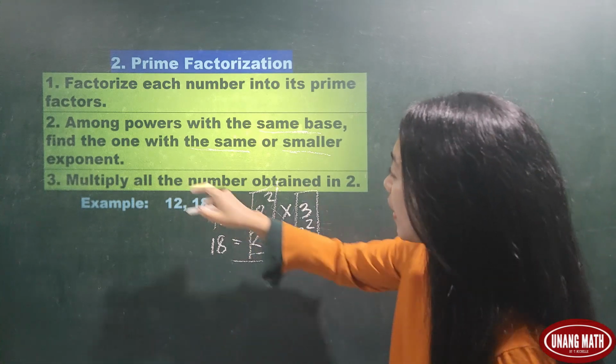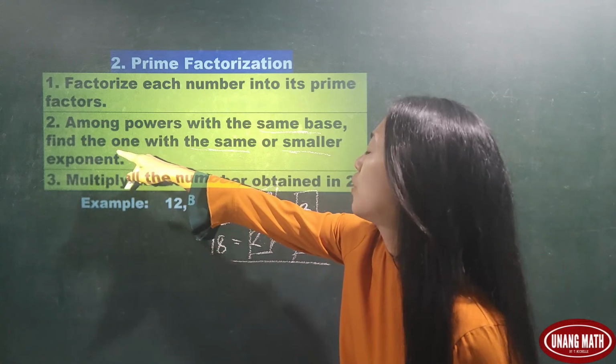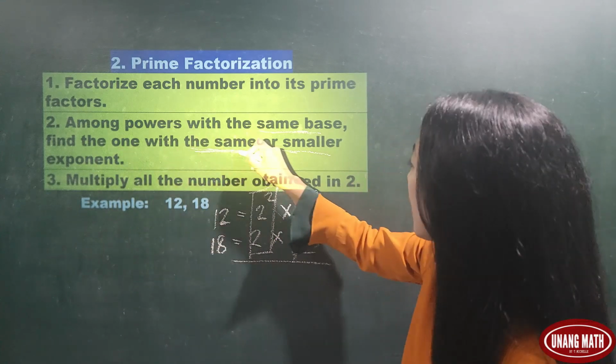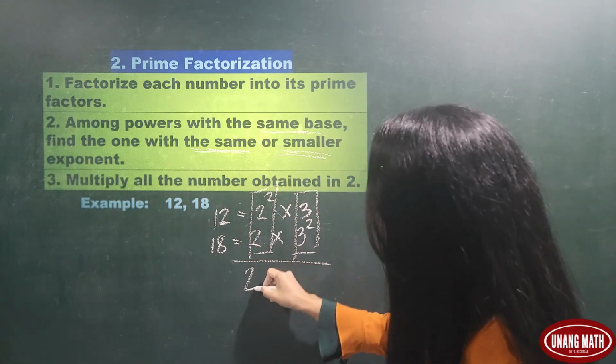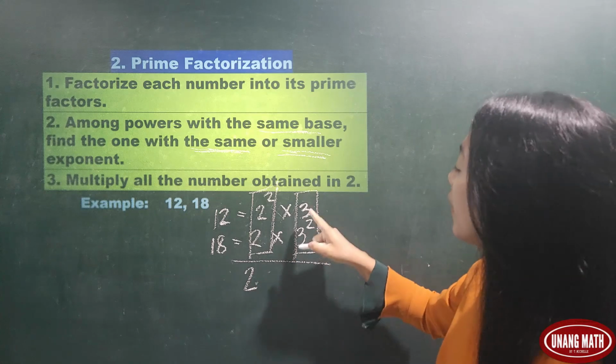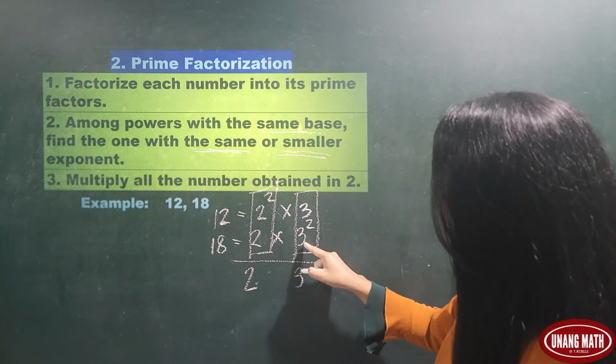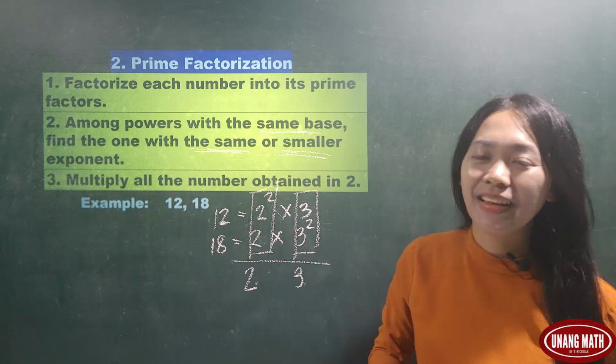Okay, now let's find the one with the same or smaller exponent. 2 is smaller than 2 squared, so we will get 2. 3 is smaller than 3 squared, so we will get 3.